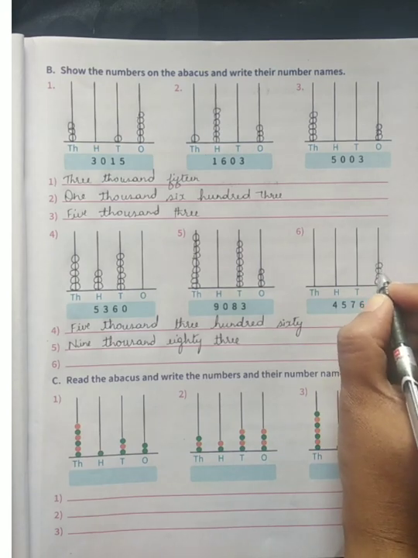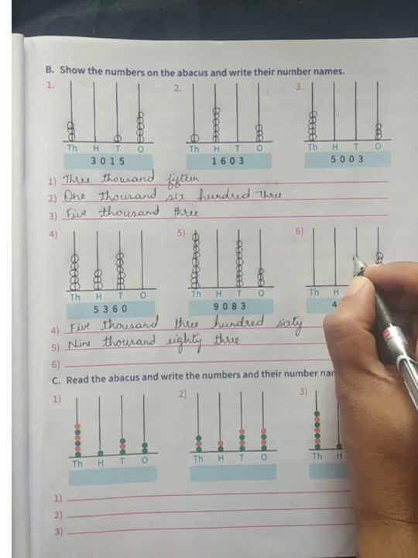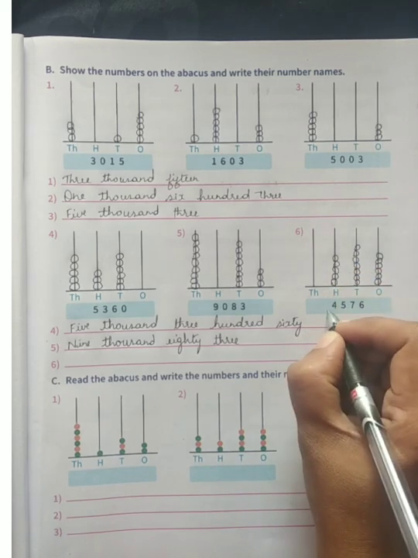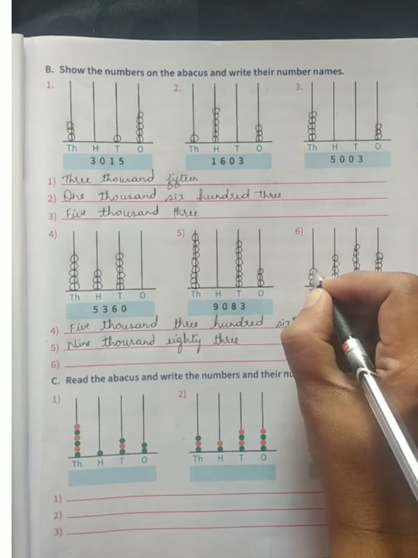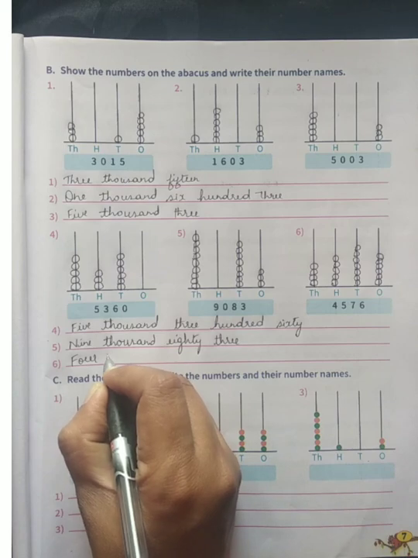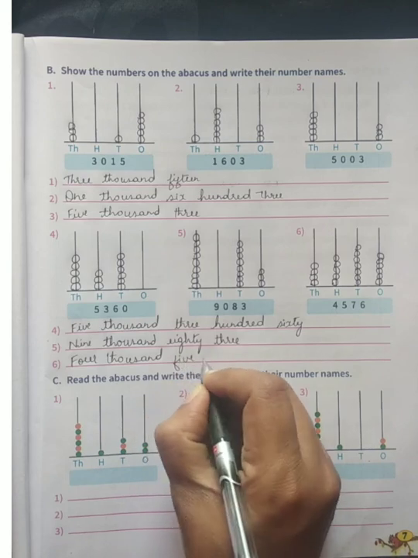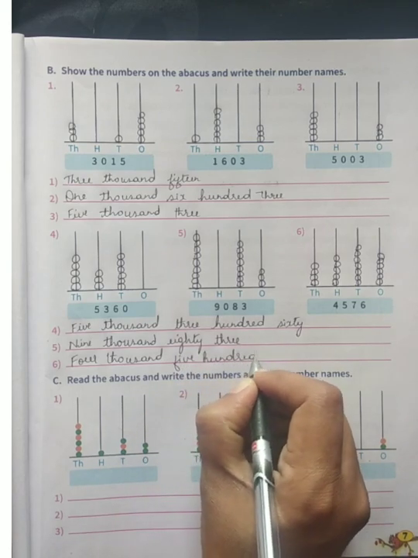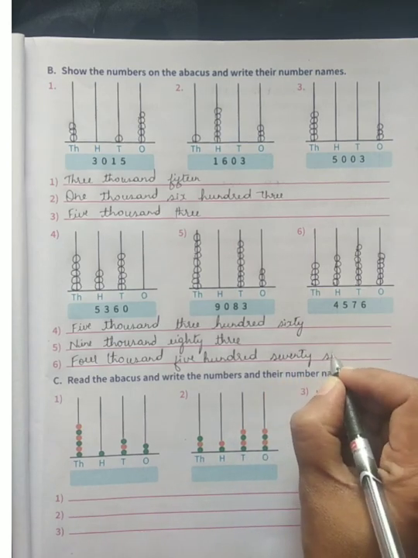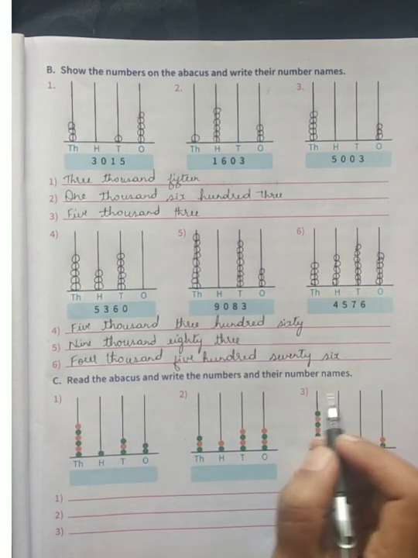The next one, 6 on ones column. 1, 2, 3, 4, 5, 6. 7 on tens, 1, 2, 3, 4, 5, 6, 7. 5 on hundreds. 1, 2, 3, 4, 5. 4 on thousands. 1, 2, 3, 4. And written as 4,576.